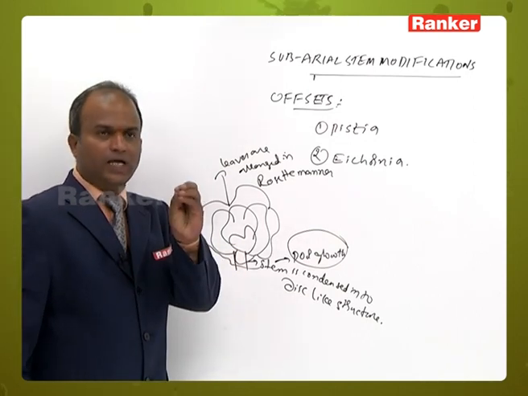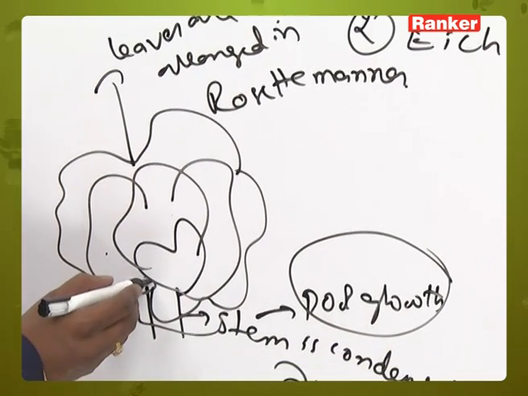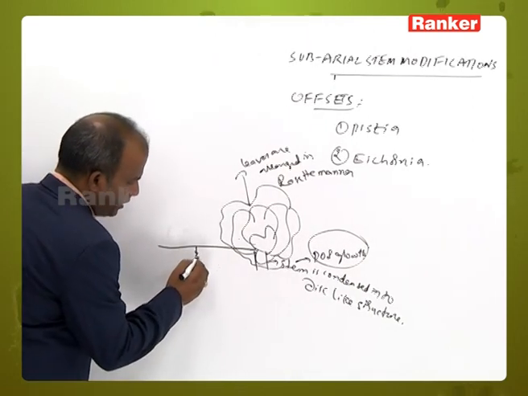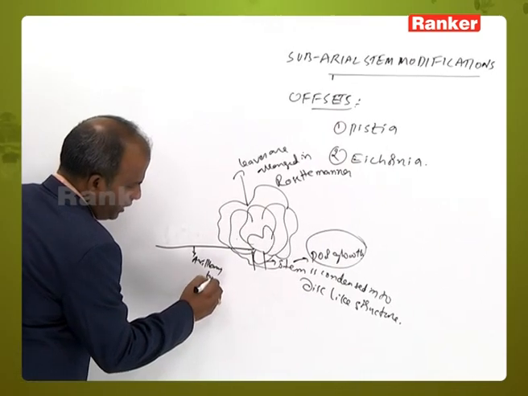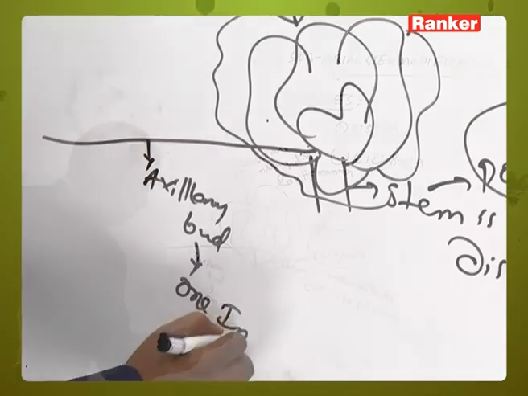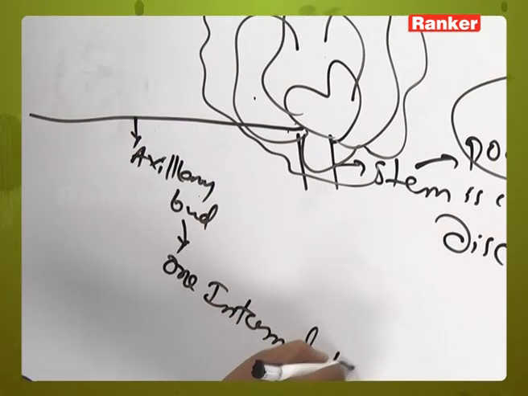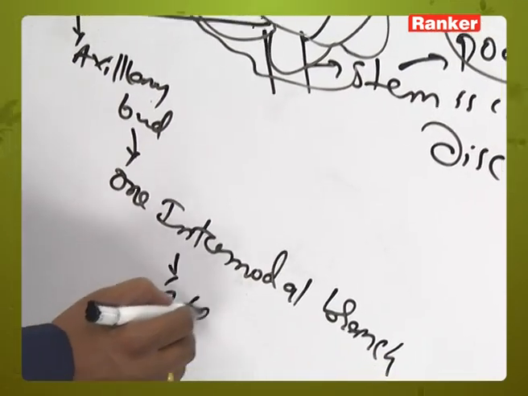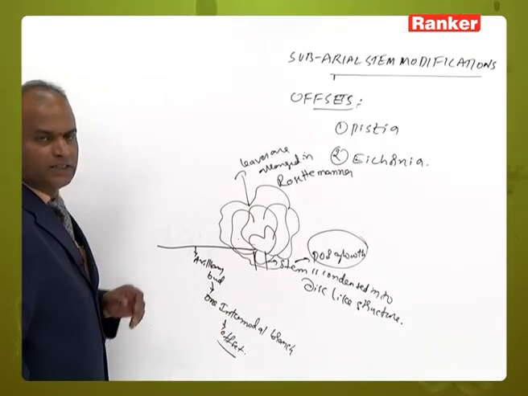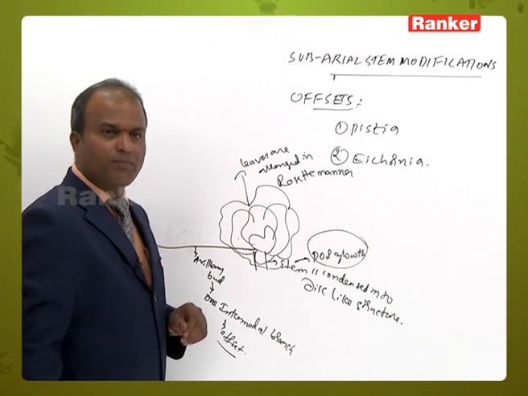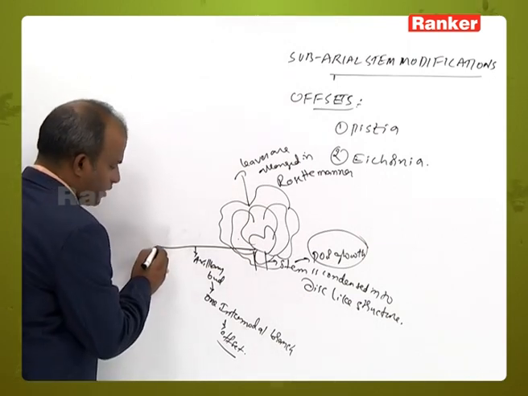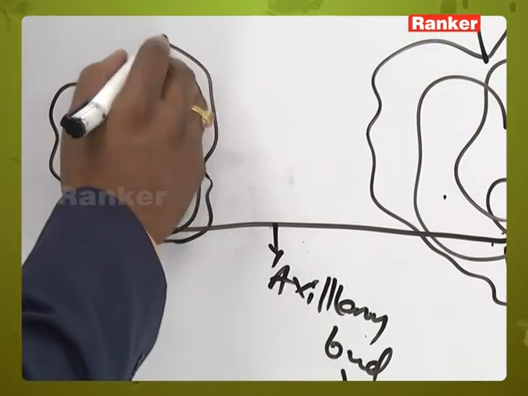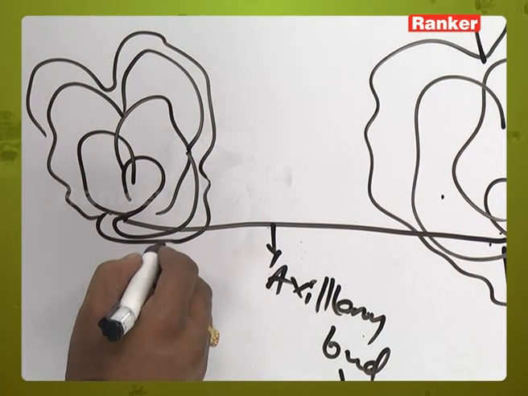Each leaf contains an axil, where the axillary bud develops into one internodal branch. This one internodal branch itself is called an offset. Towards the tip of the internodal branch, it also shows a rosette arrangement of leaves.